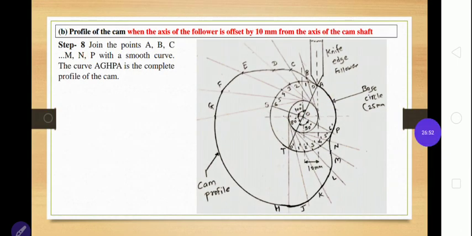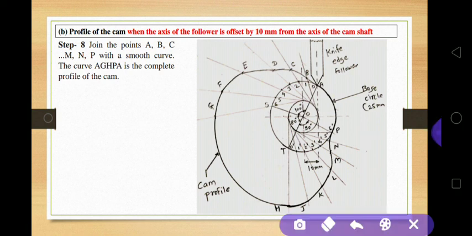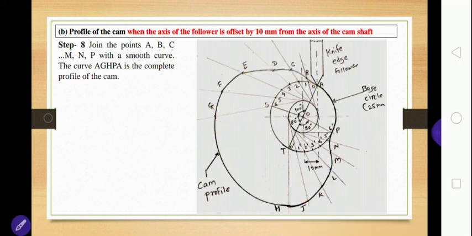Now the next step is to just join all these points with a smooth curve and you will get a curve that is A, G, H, P and again A. This total curve passing through A, B, C, D, E, F, G, H, J, K, L, M, N, P and A will become your required cam profile if the knife edge has an offset of 10 mm. So this is the required answer.